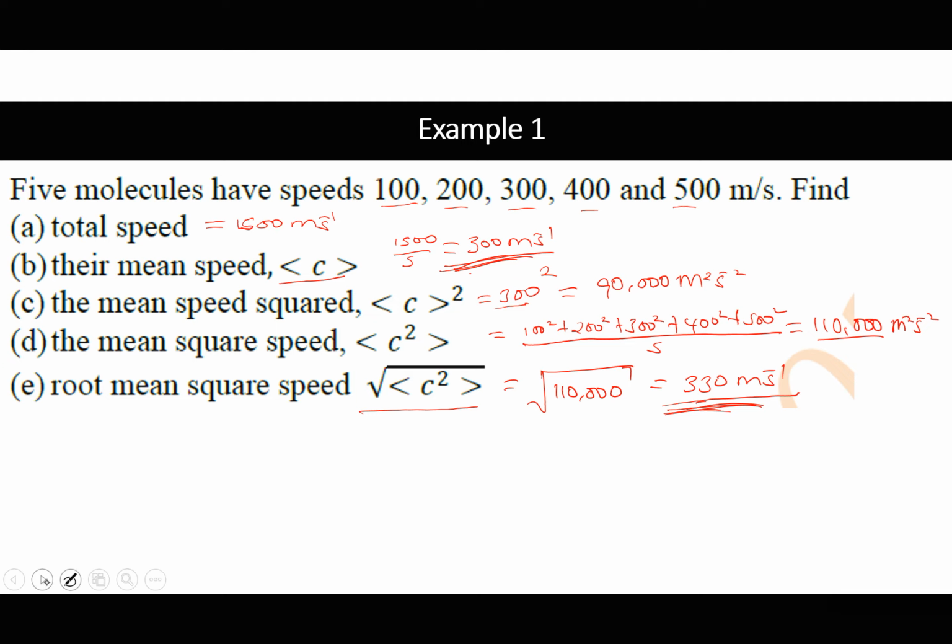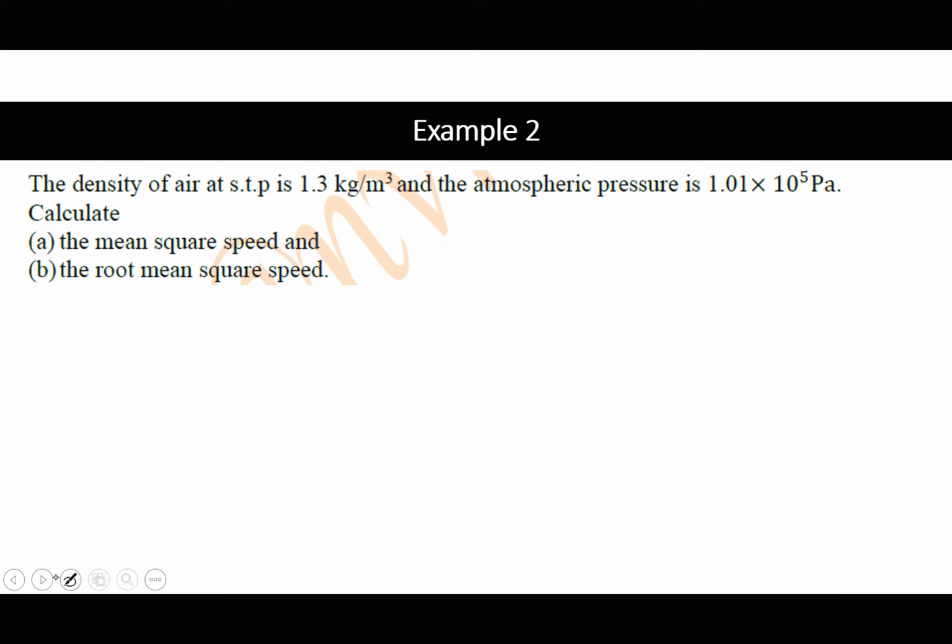Example number two. The density of air at standard temperature and pressure is 1.3 kilogram per meter cubed, and the atmospheric pressure is 1.01 times 10 power 5 pascals. Calculate the mean square speed.